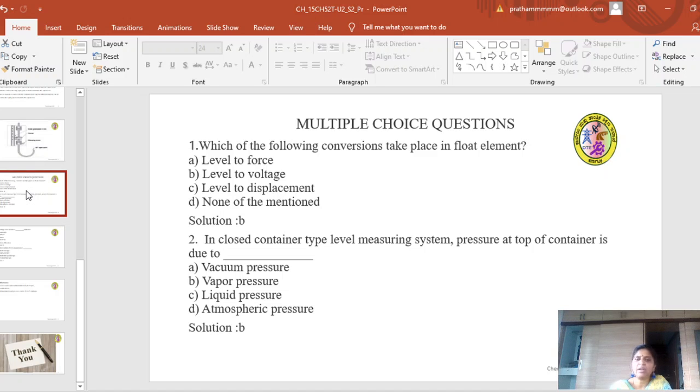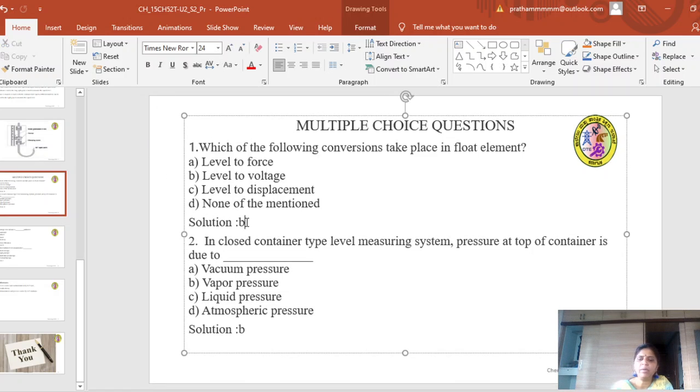In a closed container type level measuring instrument, the pressure at the top of the container is due to what? Vapor pressure. So the pressure at the top of the container is vapor pressure. You have to understand the questions. In a closed container type, this we have discussed.